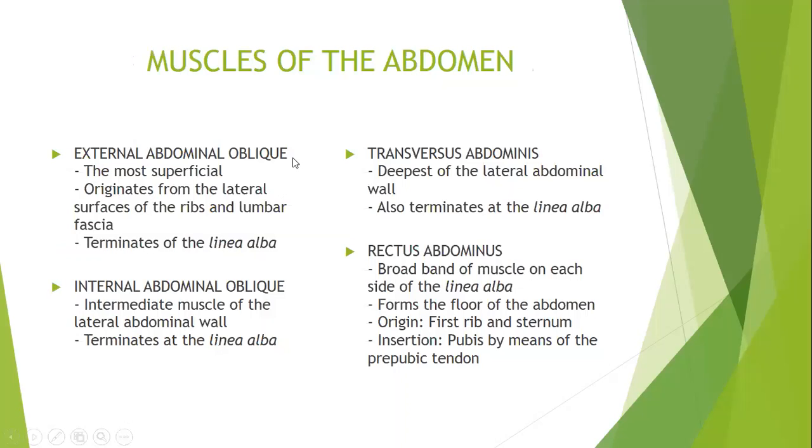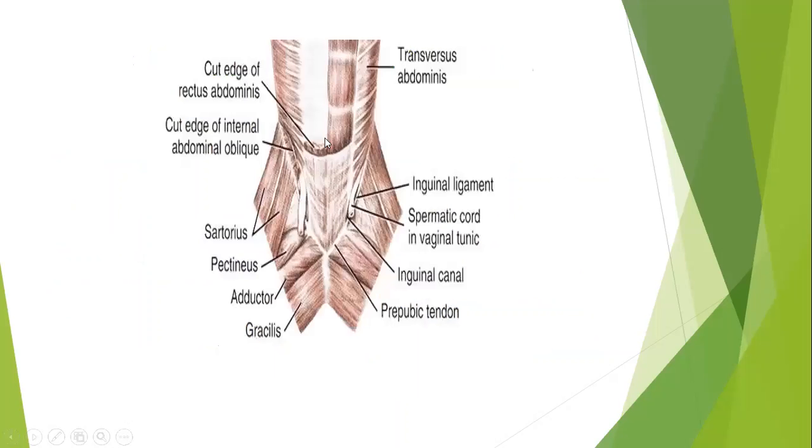So we have the external abdominal oblique, which is the most superficial and originates from the lateral surfaces of the ribs and lumbar fascia, and it terminates at the linea alba. So we go back. So this is the linea alba. And later on, when you go for surgery, you will see the importance of the linea alba because that's a key landmark when you make your incision. So that's where we do our incision when we go for a laparotomy, or we do a cesarean section or ovariohysterectomy on your dogs and cats. That's a very important landmark.